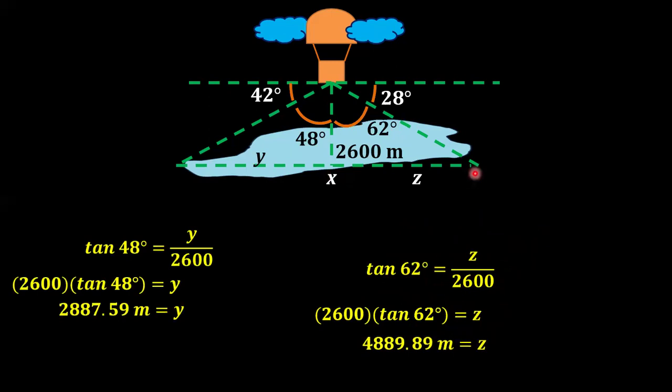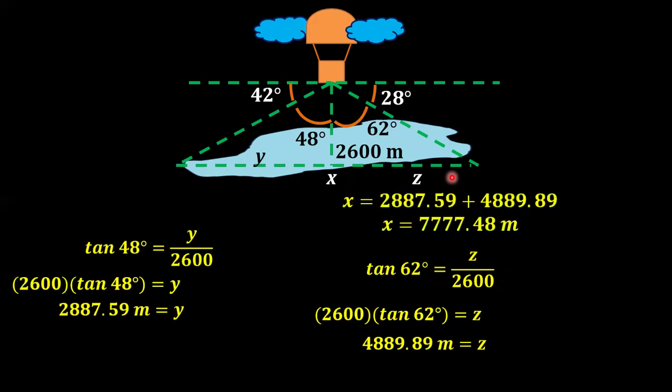So, the question is, what is the width nitong lake? So, we already have Y, we already have Z. So, in order for us to have the value of X, we need to add 2,887.59 meters and 4,889.89 meters. And that gives you a total of 7,777.48 meters. So, yan na yung total width ng lake or total length nitong lake.